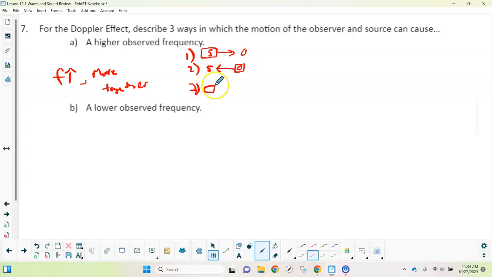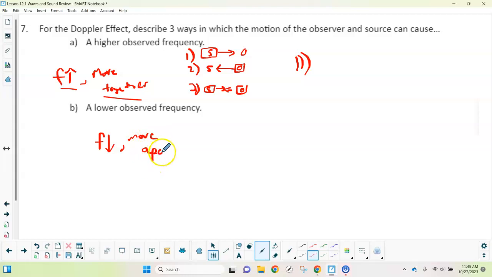Or you could have both of them moving towards each other. So the source is moving towards the observer, and the observer is also moving towards the source. So all of those things increase the frequency, and that's because the waves are shoved together. So if you imagine the wave patterns, they are getting shoved together. So that's a higher frequency. The opposite is true if we want a lower observed frequency. So we want them to move apart or spread apart.